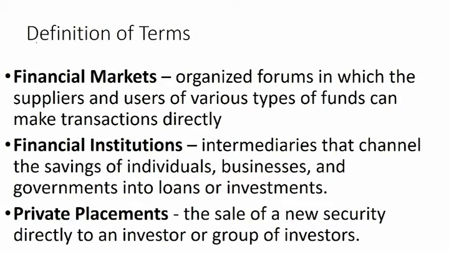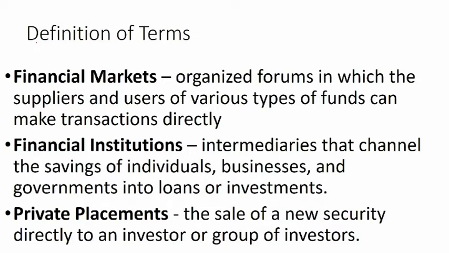So let's have the definition of terms. First, we have the financial markets. These are organized forums in which the suppliers and users of various types of funds can make transactions directly. Second, we have financial institutions. These are intermediaries that channel the savings of individuals, businesses, and governments into loans or investments.